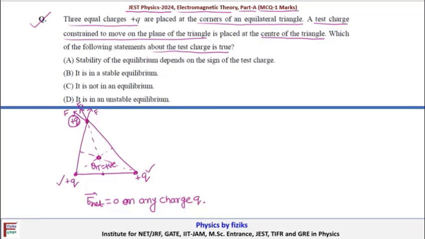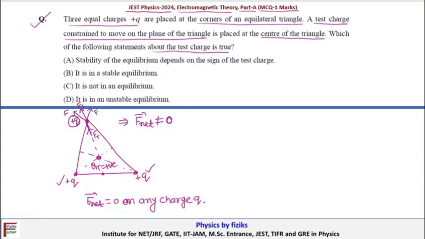And now if the test charge is positive, what will happen? This force will also be in this direction. So in this condition, net force will never be 0. F net will never be 0. So there will be no equilibrium condition.